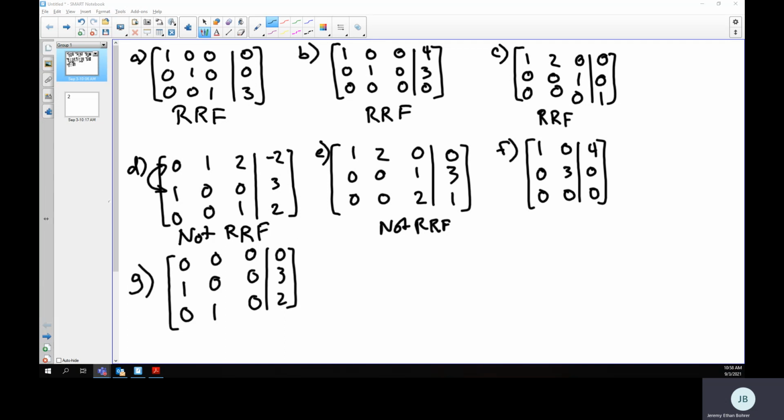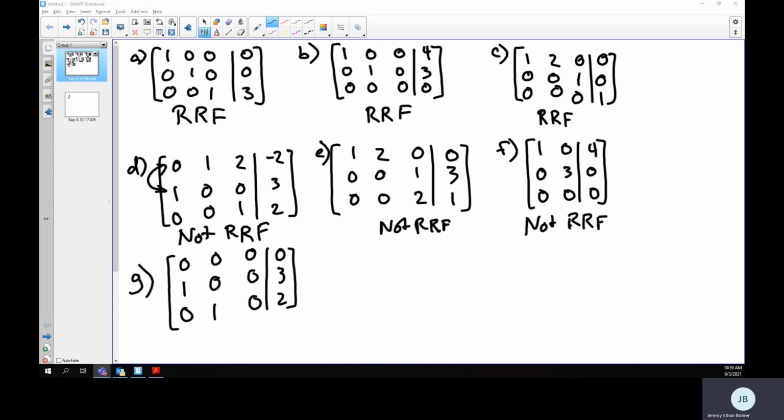In F, this is also not in row reduced form because we've got in the second row 3y equals 0, and that's fine. There's nothing that says that can't be true, but it is important to note that if we have 3y equals 0, we can rewrite that as just y equals 0. So this should be a 1, 0 when we divide the row by 3.